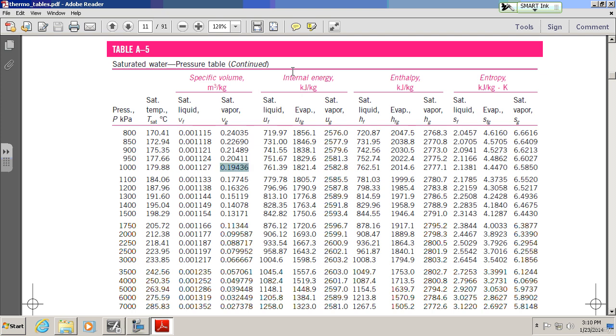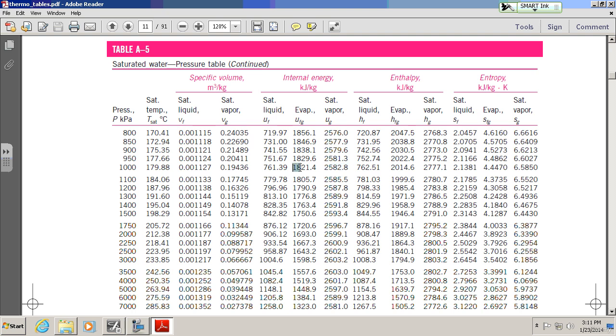What else do we have? Internal energy is the next 3 columns. We have the internal energy of saturated liquid at 1,000 kPa as 761.39. And we have the internal energy of saturated vapor at 1,000 kPa as 2582.8.